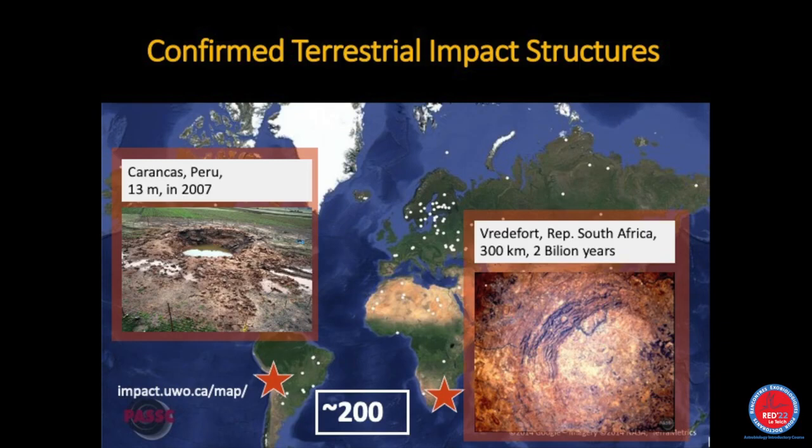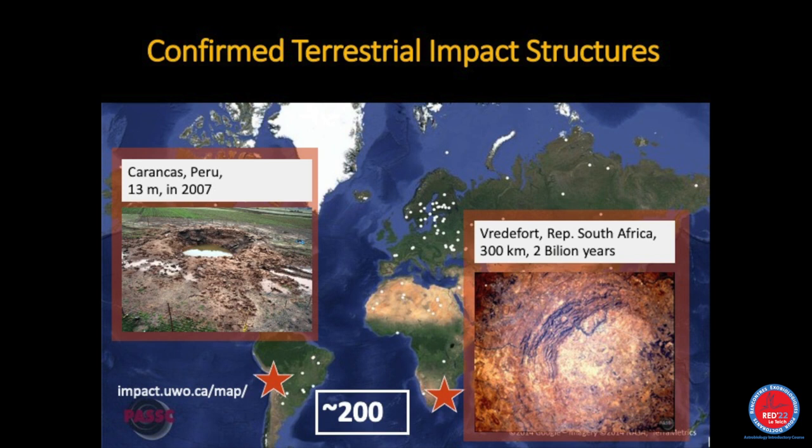And the smallest impact crater that we know of, I've already mentioned, is 13 to 15 meters in diameter, Carancas, Peru in 2007. So we have an entire spectrum of impact craters.